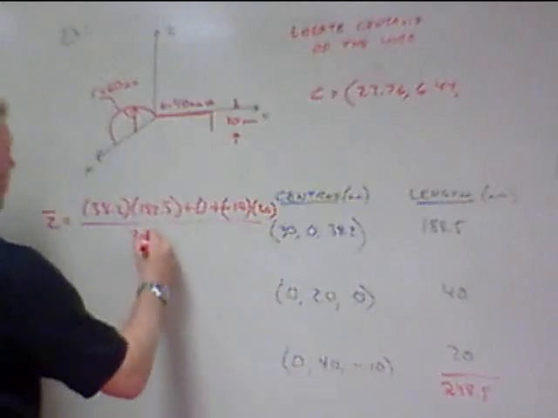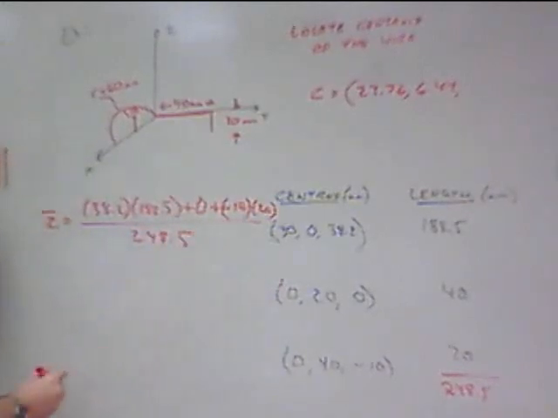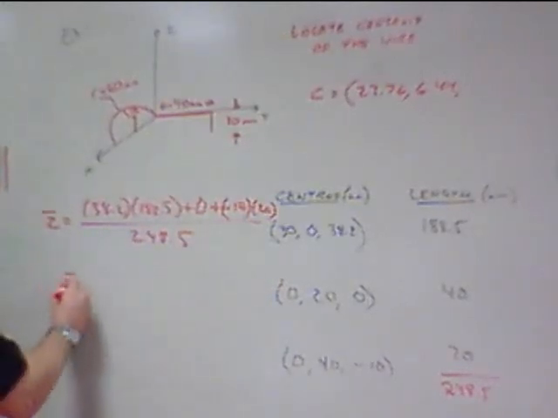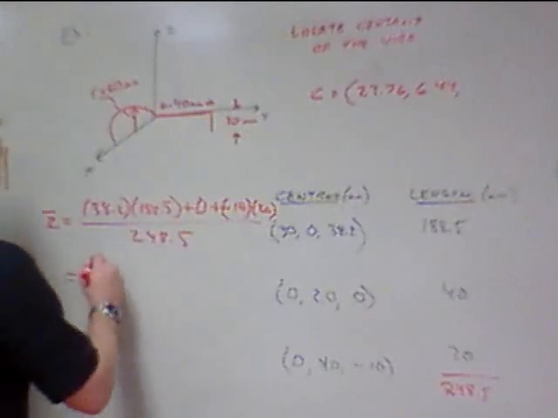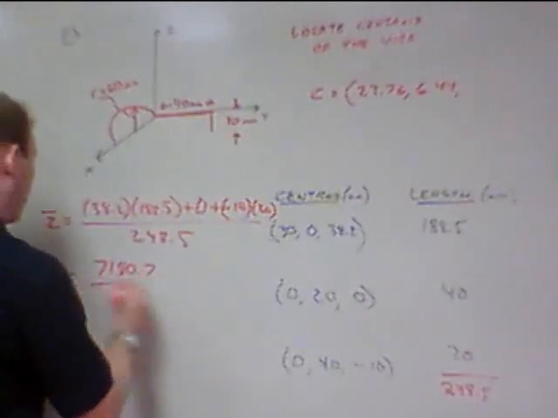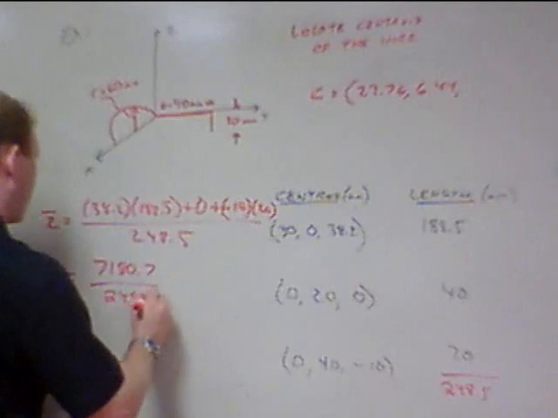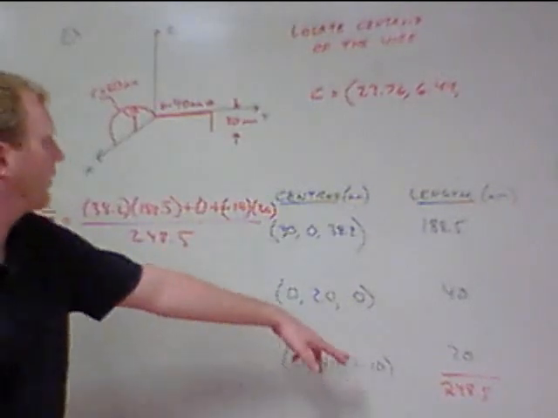All over again to 48.5. Okay, adding this up, 38.2 times 188.5 minus 20. So 7180.7. Okay, notice we do keep this negative sign here.